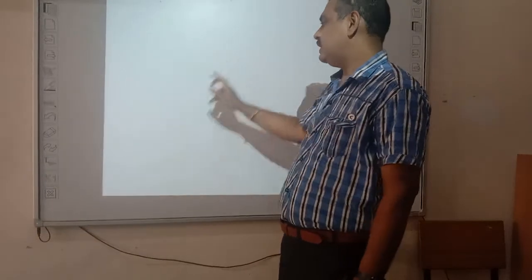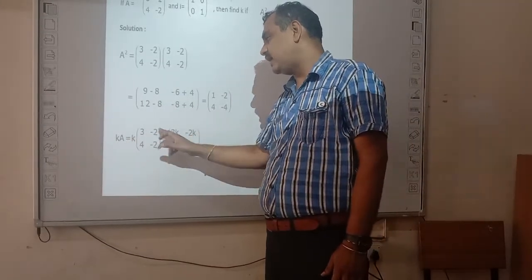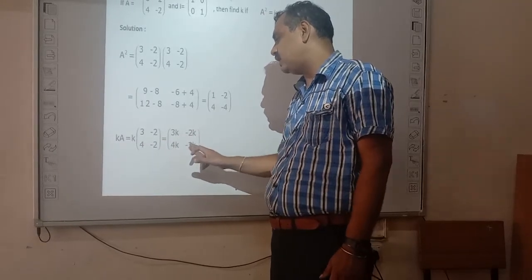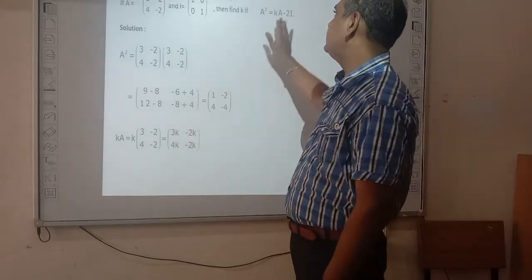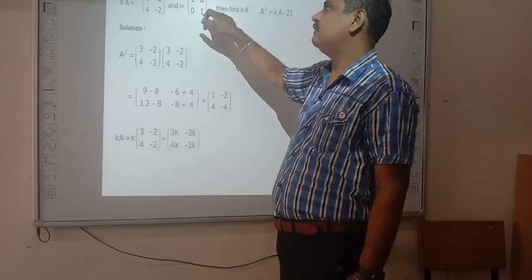And then multiply scalar k with A. So 3k, minus 2k, 4k, minus 2k. Then A square is here, k is here, who gets the value? I is identity, and identity is 1, 1 with 0s elsewhere.